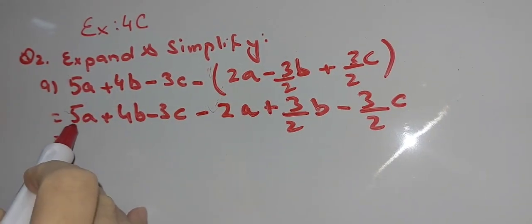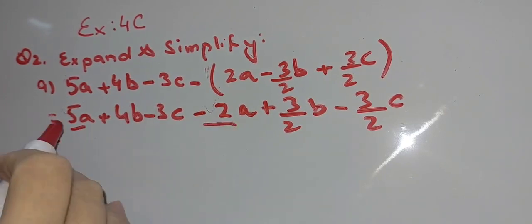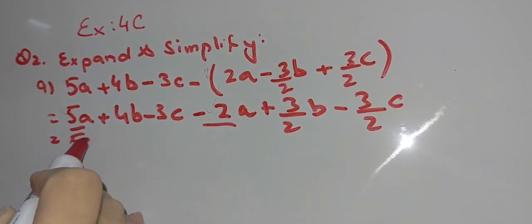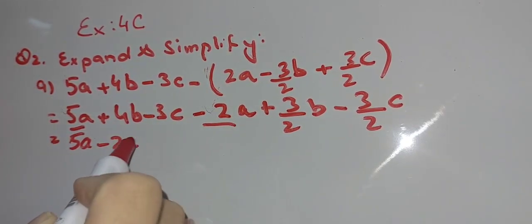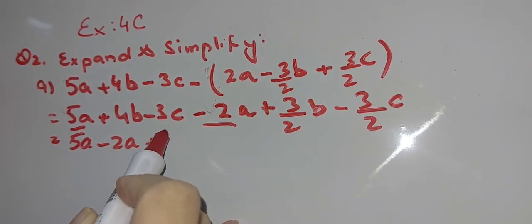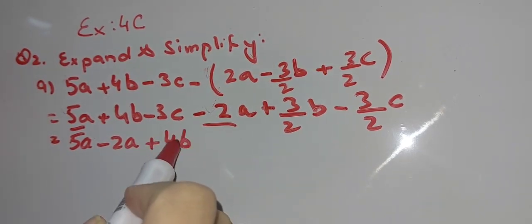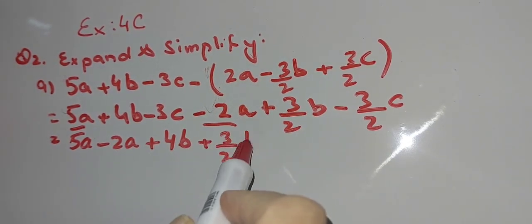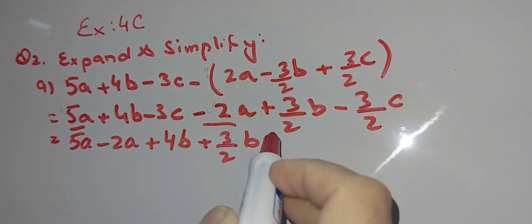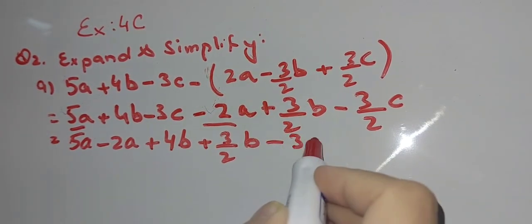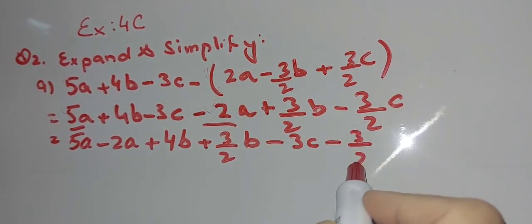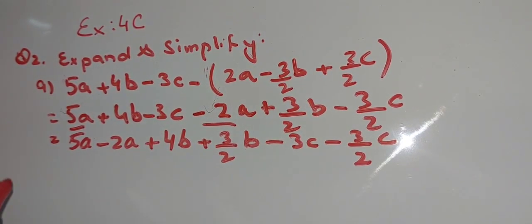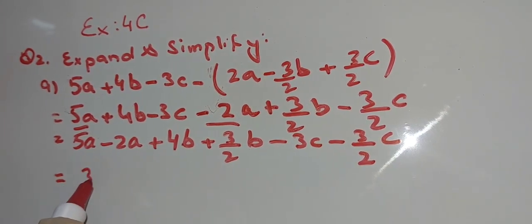5a and then minus 2a. So we will write 5a minus 2a plus 4b and here we have plus 3 upon 2b. Then what is left is minus 3c and then minus 3 upon 2c. Now we have to solve these terms. Now 5a minus 2a, it will become 3a.